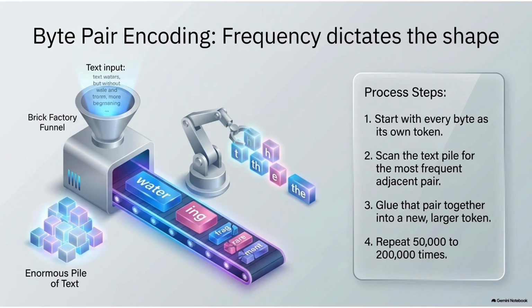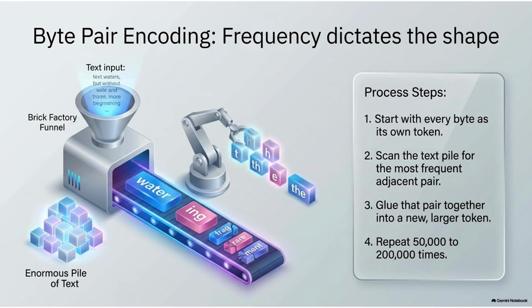Maybe it is T and H, because the and that and this are absolutely everywhere. Step 3, you glue them. TH becomes 1 new, larger brick. Watch the arm on the screen. T and H go in. TH comes out, then T and E, and now you have step 4. Repeat. Somewhere between 50,000 and 200,000 times. And what rolls off the conveyor belt at the end is exactly what you see.